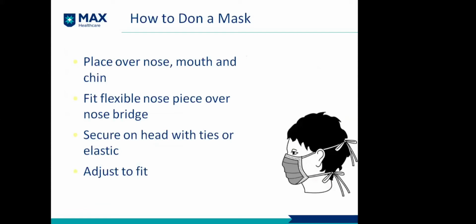Then how to wear your mask? Usually place it over nose, mouth, and chin. Fit the flexible nose piece over the nose bridge. There's a pin which needs to be pinned whenever you are wearing that mask, and then you have to secure it to the head with ties or elastic and adjust to fit. This is the most important thing, that a fit test needs to be done. Otherwise the air can enter from the sides if it is too loose, or if it is too tight, you won't be able to breathe properly. So adjusting to fit is the most important step whenever you are wearing a mask.